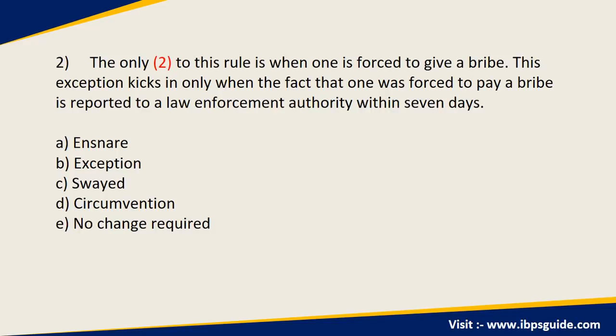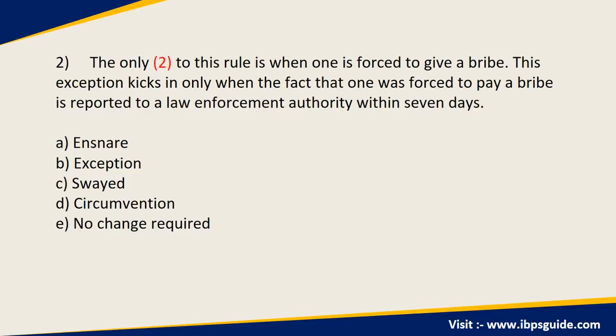The second sentence is, the only dash to this rule is when one is forced to give a bribe. This exception kicks in only when the fact that one was forced to pay a bribe is reported to a law enforcement authority within 7 days. Okay, so the general rule is that articles and prepositions are always followed by a noun. So in this sentence, the article the is followed by only, which is not a noun, right? So that means that only is used as an adjective in this sentence. It is describing the noun that is in the blank.